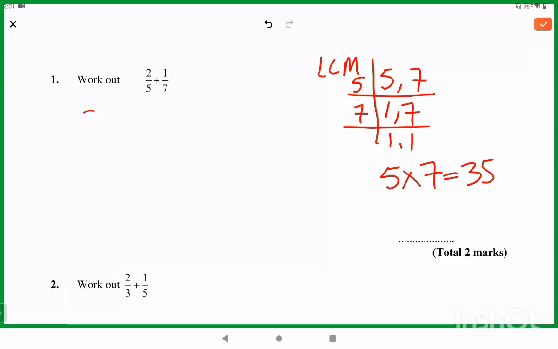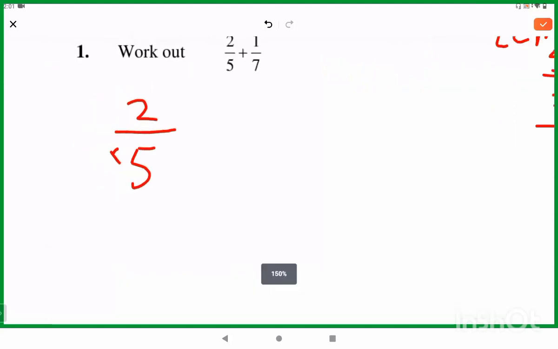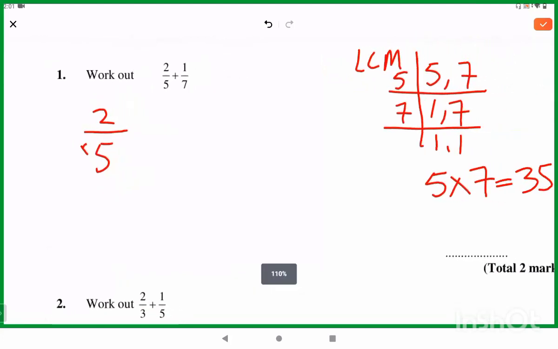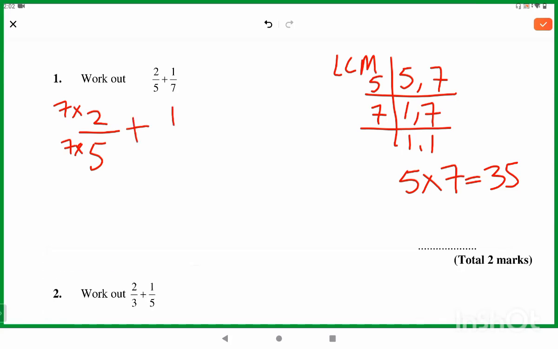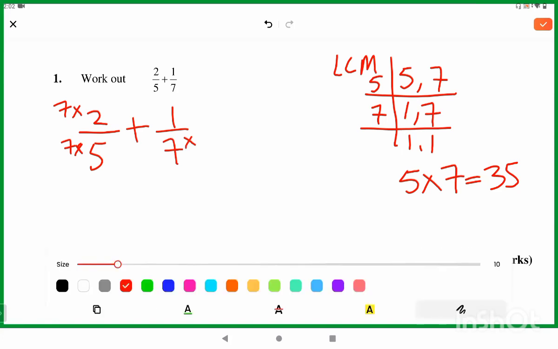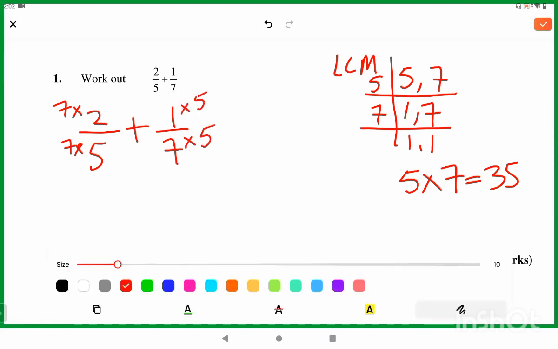So to work out these particular fractions, I will multiply the first fraction by 7. I will multiply numerator and denominator both. And then I will multiply the second fraction by 5. So this is how we can make the denominator same, that needs to be 35.